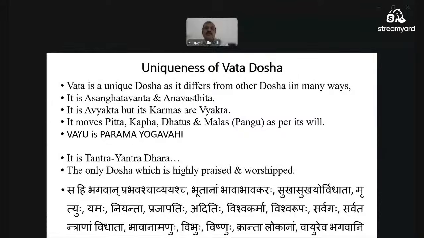Number two, it is avyakta, but its karmas are vyakta. Avyakto vyakta karmacha. Very beautifully it is told. Even though we cannot see the Vayu, its karmas are experienceable, visible, or vyakta. For example, some of you may be sitting below the fan. You cannot see the air, but you will feel the air. That is what avyakta vyakta karmacha means. It is the one which moves the kapha, dhatus, and malas, which are pangu, as per its will. Vayuna yatra niyante. Wherever it wants, it can take. So it has absolute freedom. That's why I have written the words as per its will.